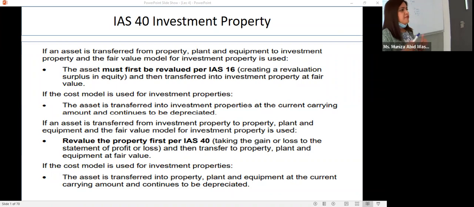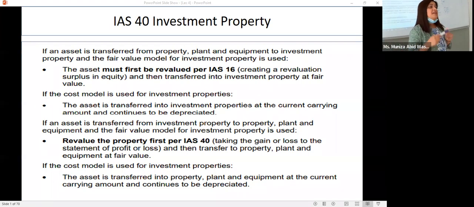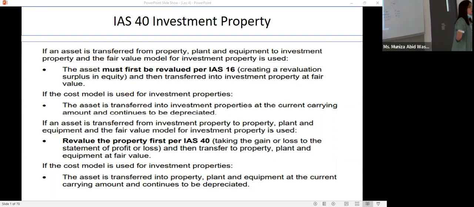So when you are shifting from IAS 16 to IAS 40 and the fair value model under IAS 40 is being used, then at first you have to recognize the revaluation gain in your statement of other comprehensive income, and together with that you are going to take that revaluation gain to your revaluation surplus. And then secondly, you are going to transfer the asset to IAS 40 at its current fair value. And what is fair value? It is normally the market value of the asset, the value at which the asset can be purchased or sold in a market.